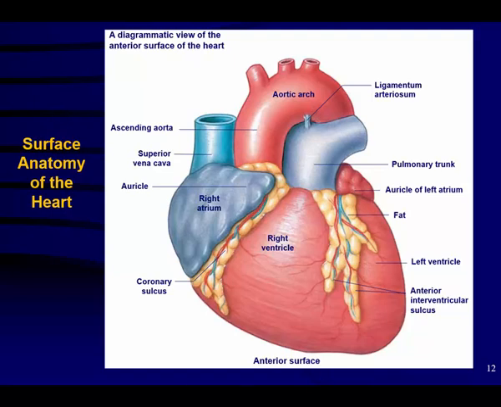Okay, you can see the surface anatomy of the heart here, right atrium and the right ventricle. Notice there are coronary arteries in that groove between the atria and the ventricle, and more between the two ventricles.